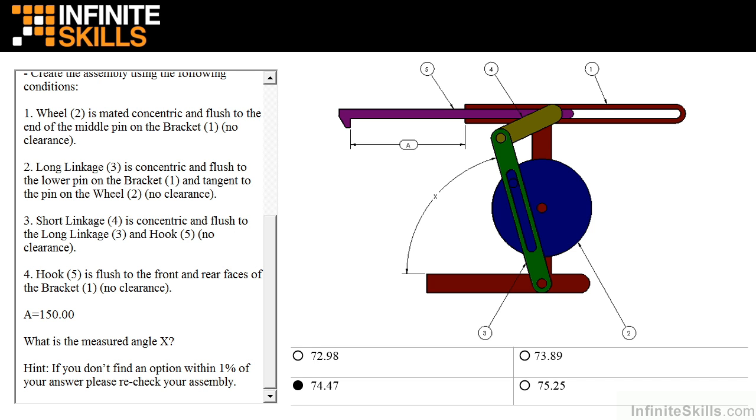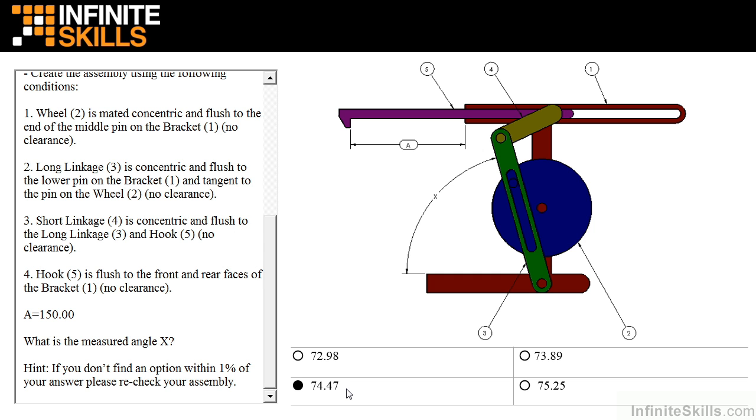Now we are ready to move on to step 2 of 2 for this assembly. In step 1 of 2, we built this assembly. And then after the assembly was built, we applied this dimension A at a value of 150 millimeters by applying a distance mate. We then used the measure tool and we took a measurement from this edge to this edge, and that angle was 74.47. And that was all part of step 1 of 2.